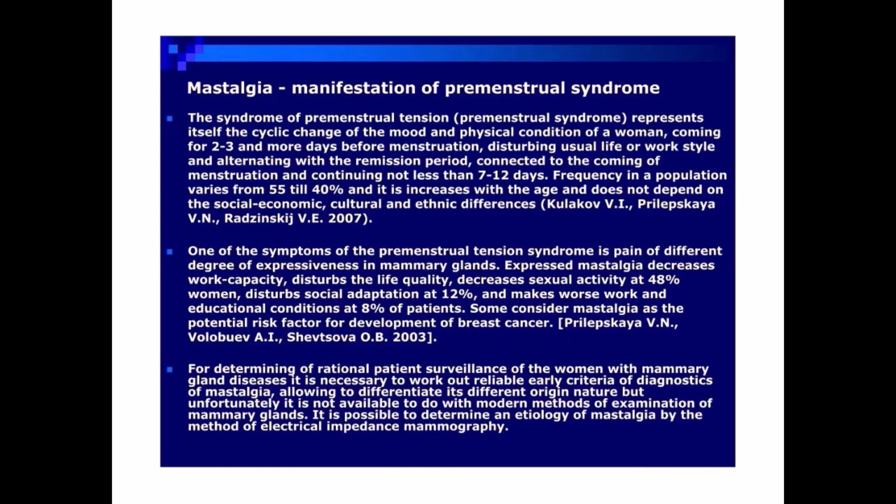For determining rational patient surveillance of women with mammary gland diseases, it is necessary to work out reliable early criteria of diagnostics of mastalgia, allowing to differentiate its different origin nature, but unfortunately it is not possible to do with modern methods of examination of mammary glands. It is possible to determine an etiology of mastalgia by the method of electrical impedance mammography.